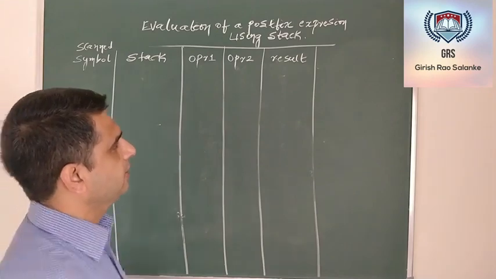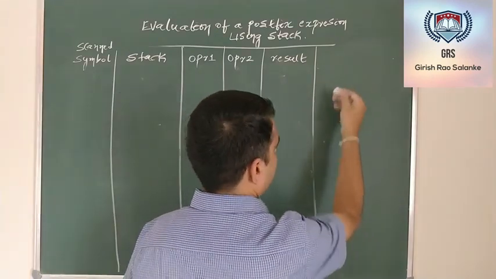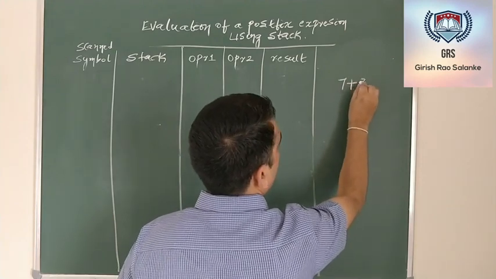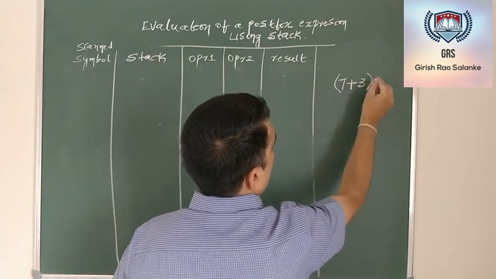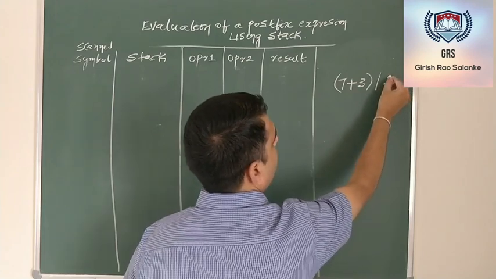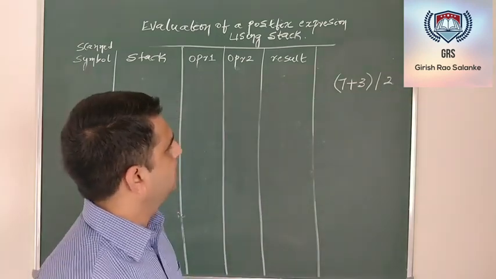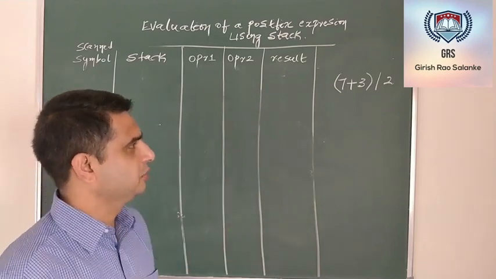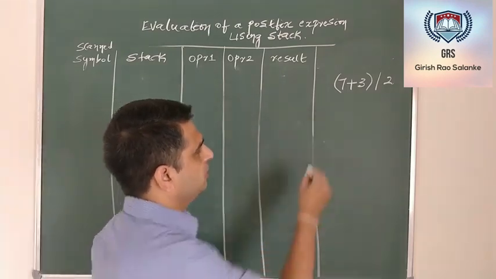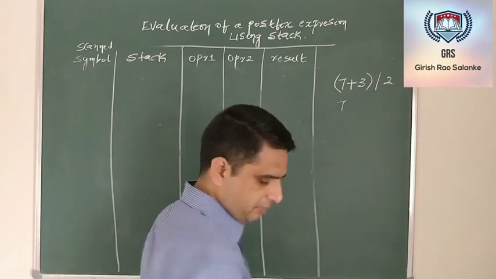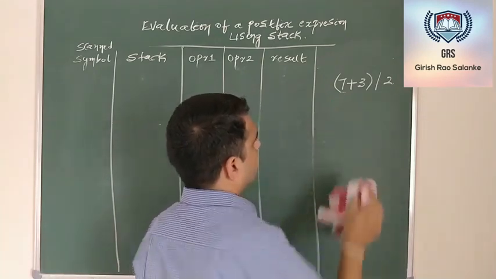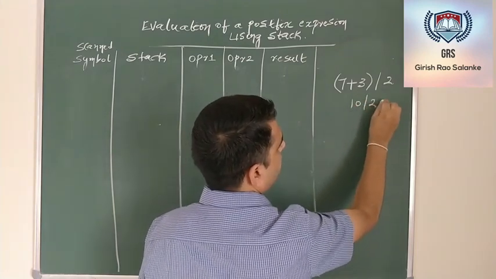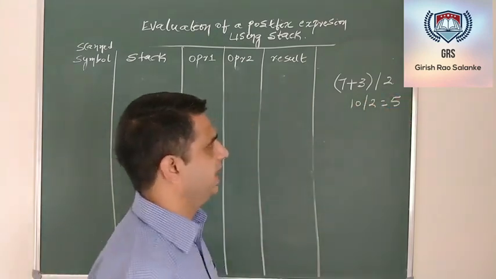Now assume that my infix expression, let me take an infix expression directly, is 7 plus 3 whole divided by 2. This is my infix expression. Now my input to this algorithm should be the postfix expression. The postfix equivalent for this is 7 3 plus, which is nothing but 10 divided by 2, which is 5. I know that the answer is 5.